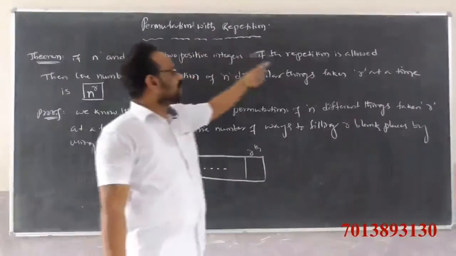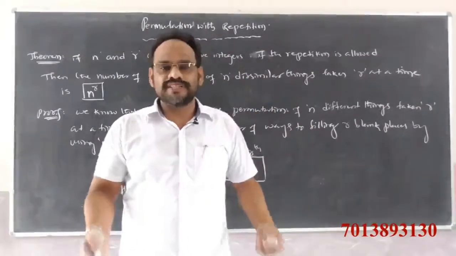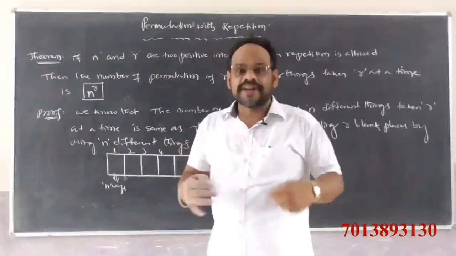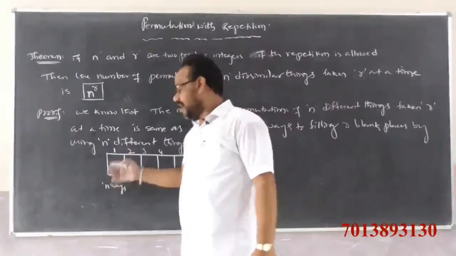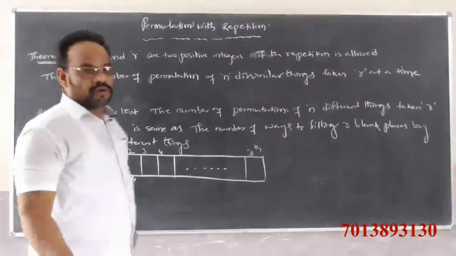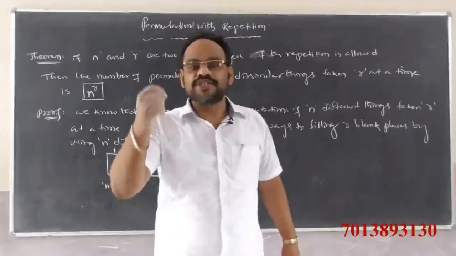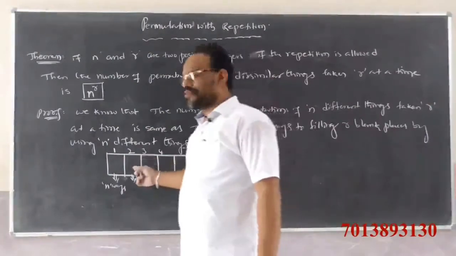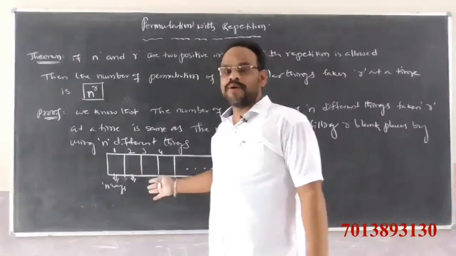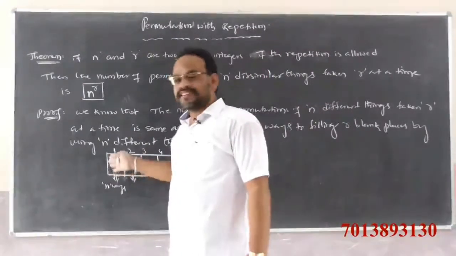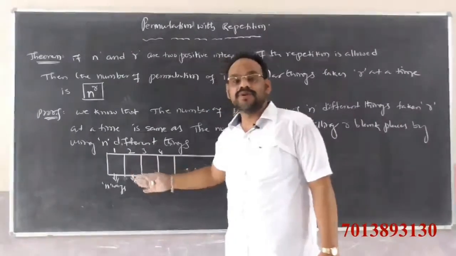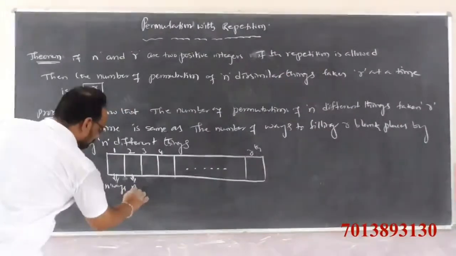Observe here, repetition is allowed, so we have n things. Normally if you use one thing here, we would have n minus 1 things left, but since repetition is allowed, the same digit or thing can be used again here. So how many ways to fill the second blank place? Here also we have n ways, because if you use some digit here, we can use that same thing again.